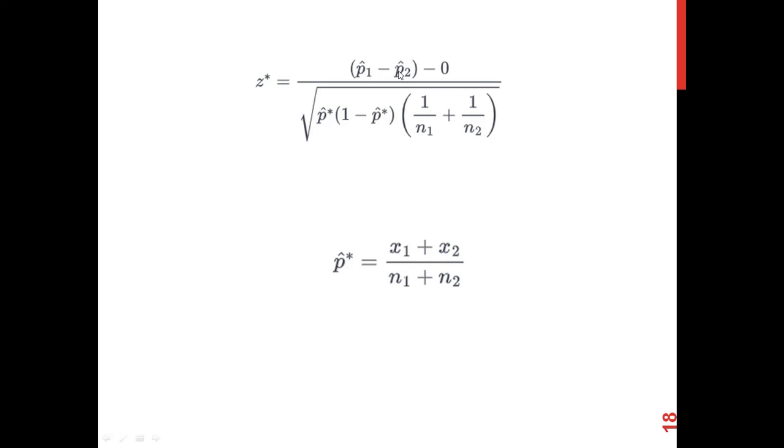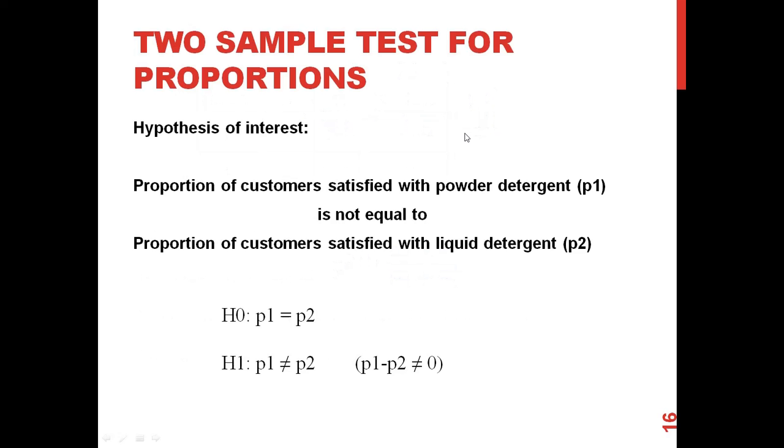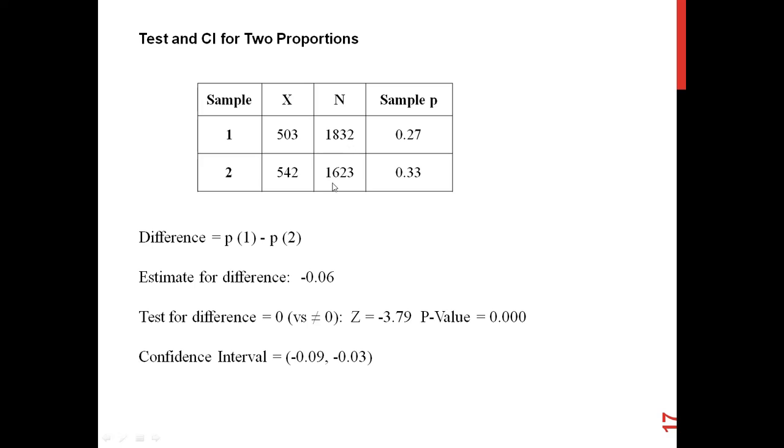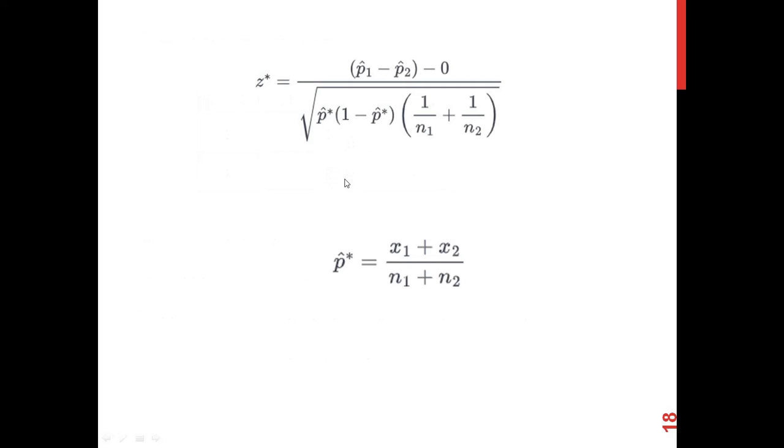So P1 hat minus P2 hat. P1 hat is 0.27, P2 hat is 0.33, so this is 0.06, minus. I want to check whether the difference is 0, so we use 0 here. And then N1, N2 are the number of people in each group. So my N1 is 1832, N2 is 1623.